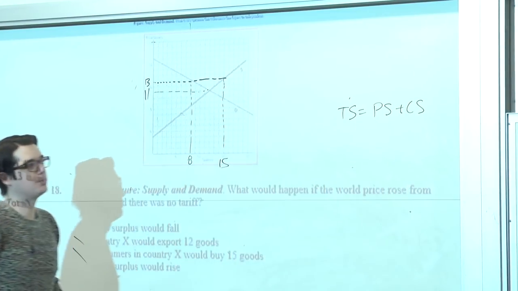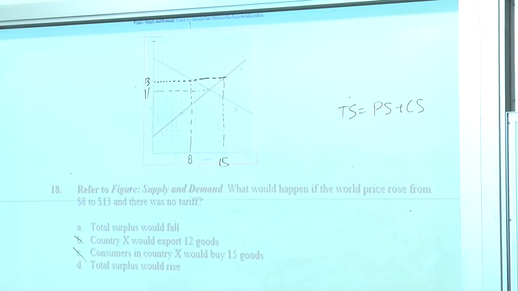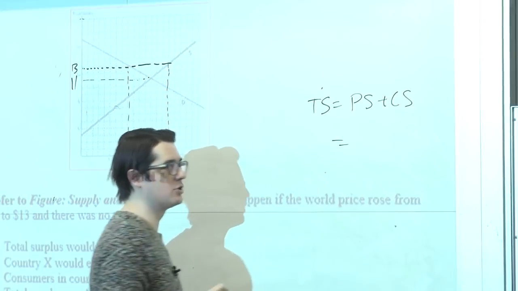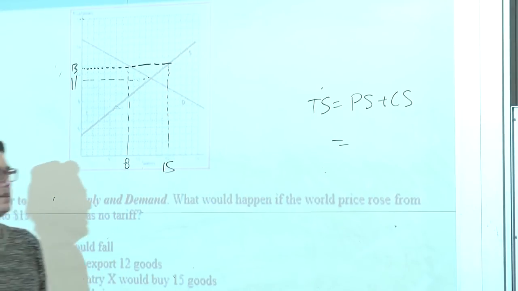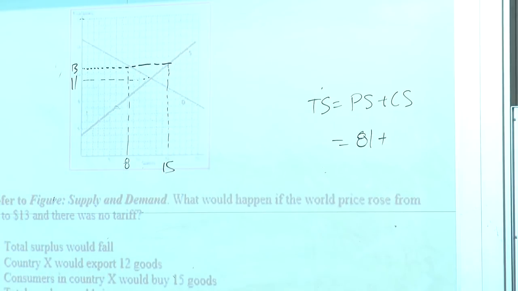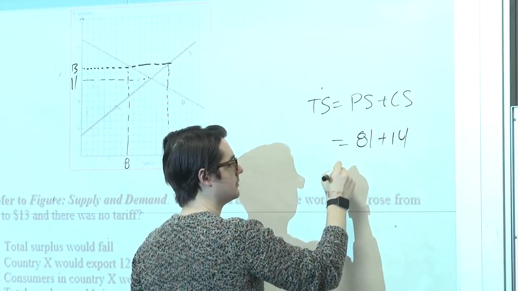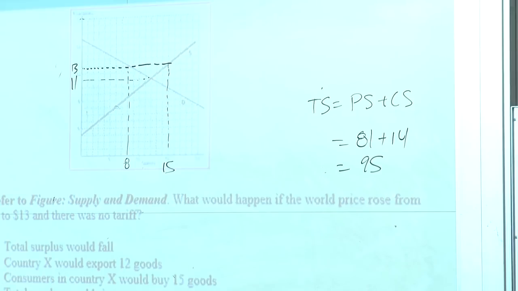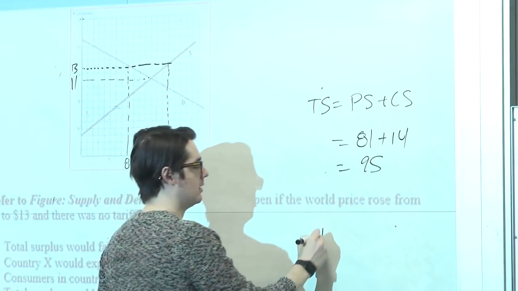so we know that our total surplus is going to equal our producer surplus plus our consumer surplus. And we know from before that our consumer surplus was what? 81. And our producer surplus was, it was 14, I think, right? Okay, so our total surplus when we were an importer is $81. So now that the price increased to 13 and we are an exporter, let's compare what our surplus is.